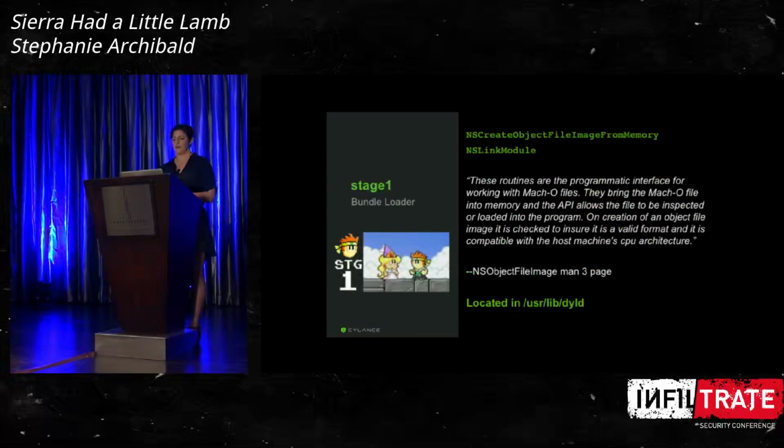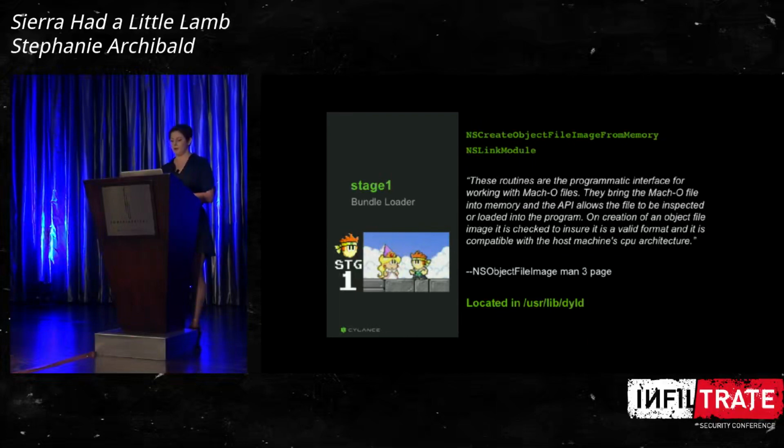Stage 1 is basically the traditional way to go about executing bundles from memory on OS X, which is to find NSCreateObjectFileImageFromMemory and NSLinkModule. I feel like Apple is trying very hard to forget these functions exist. They've been deprecated since about 2005, but all Apple basically says on their man page is that these routines are programmatic interface for working with Mach-O files.